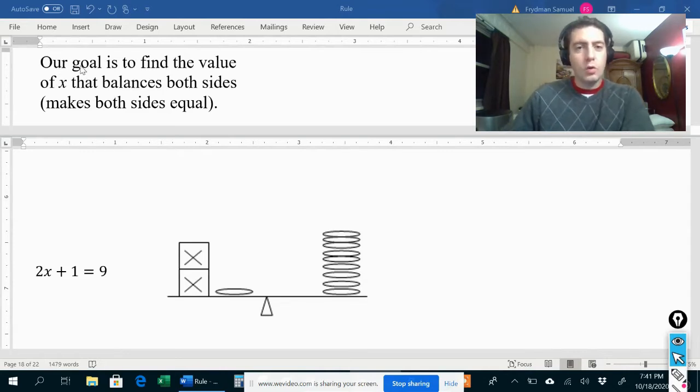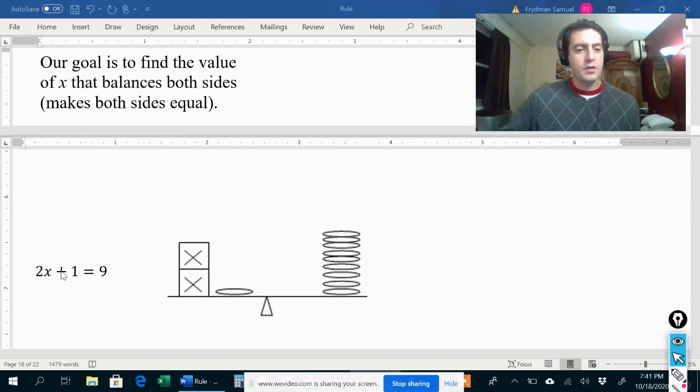Now, our goal whenever we solve equations is to find the value of x that balances both sides, that is, makes both sides equal. And of course, the variable or the unknown doesn't have to be x in every equation. It could be a c or a d or a q or whatever, but it's very common to see equations written with x's in them. So that's what I did in this video.